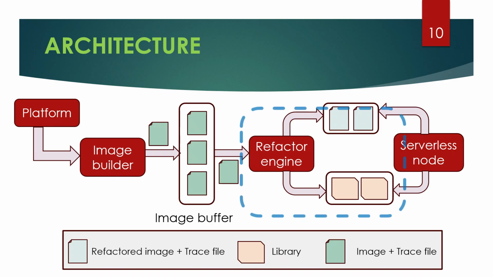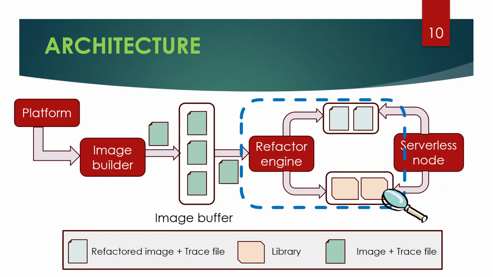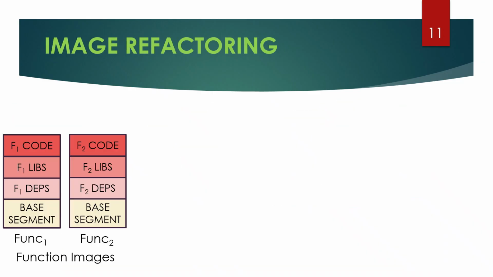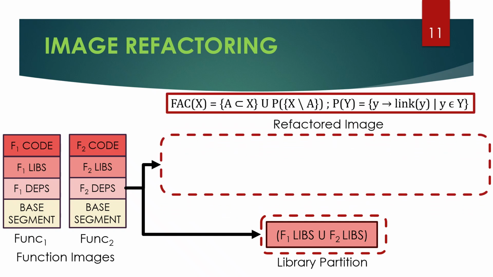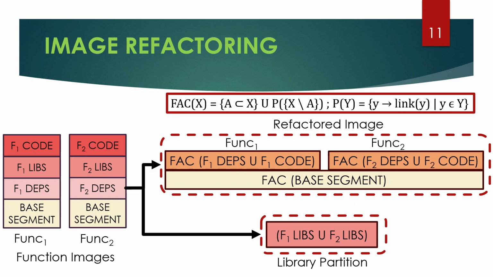Now let us discuss how exactly the refactor engine works. In this slide, we illustrate the refactoring of two function images, func1 and func2. The refactor engine first extracts the library files and stores them in a common library partition. Next, we apply a FAC module that determines the file placement. Files that are accessed during the function startup are retained within the image, while files that are not required at startup are replaced with remote references that allow them to be fetched from a remote server on demand. Using this process, we then generate the refactored image for func1 and func2.